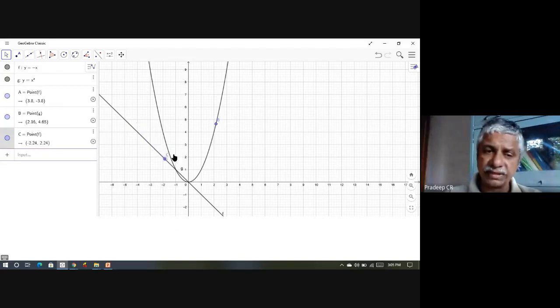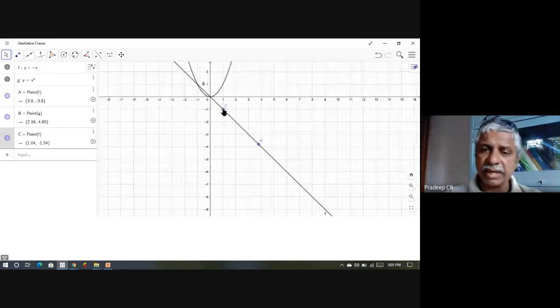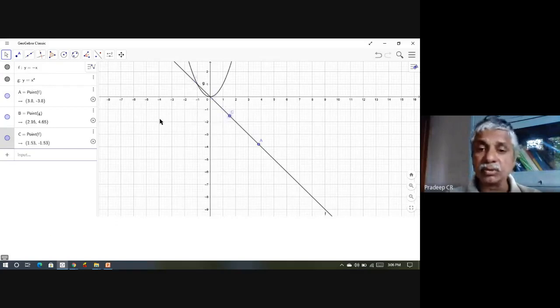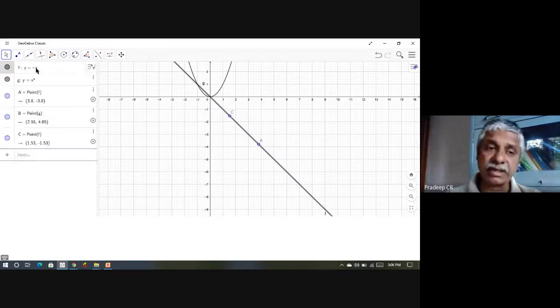You see, as x coordinate increases, you can see the y coordinate is decreasing. That's clearly seen from the picture. See here, as x coordinate of C is increasing, y coordinate is decreasing. So basically what I'm trying to tell you is that one wants to capture these changes, how x and y are changing with respect to each other, or how x is changing with respect to y, or y is changing with respect to x. These are the kinds of things which interest mathematicians, scientists, and engineers in general.